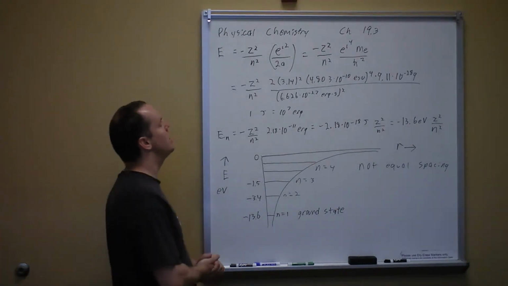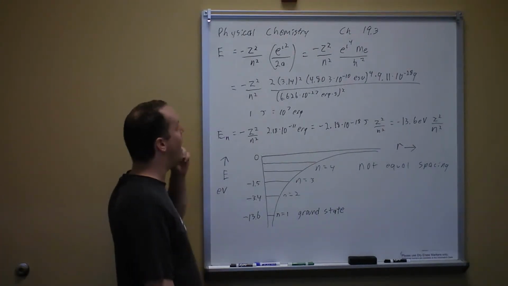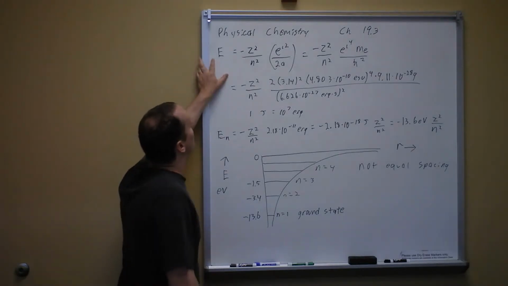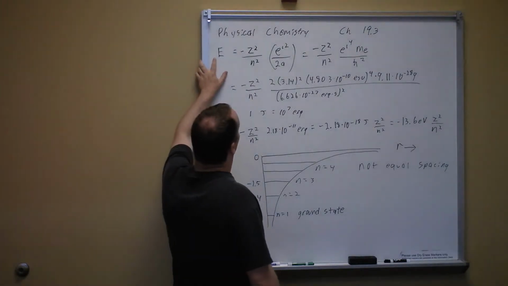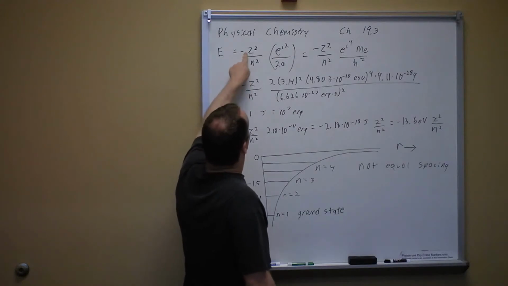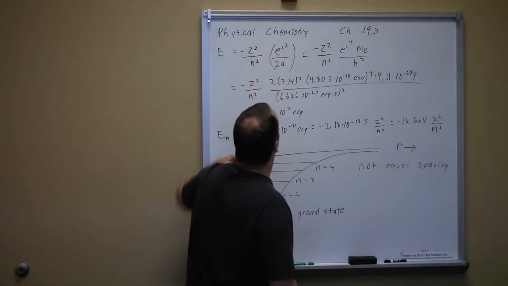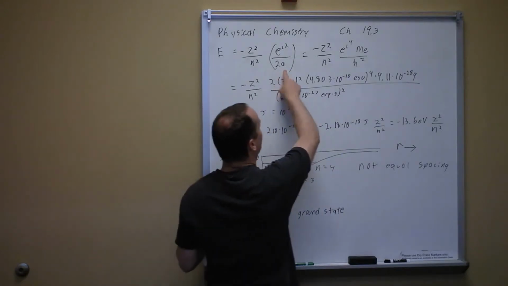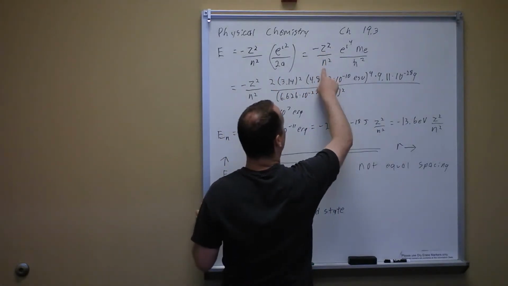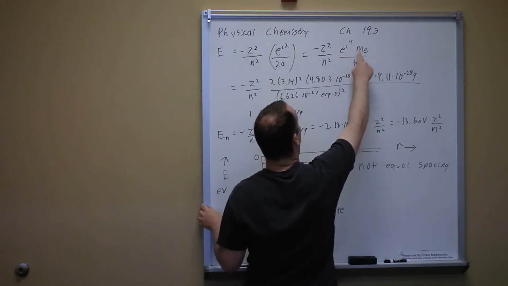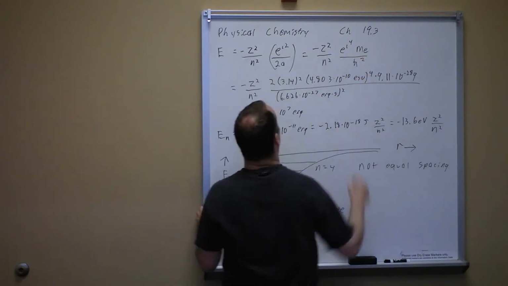Continuing on physical chemistry, chapter 9, section 3, we're still talking about hydrogen-like atoms. We showed before how to find the energy. We had minus Z squared over n squared times e prime squared over 2a. We substitute in for a, which we showed before, and we get minus Z squared over n squared times e prime to the 4th times m_e over h bar squared.